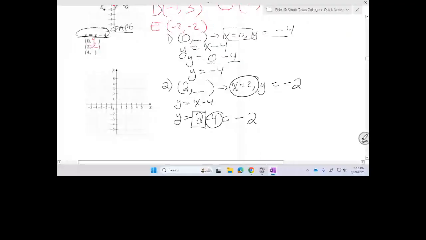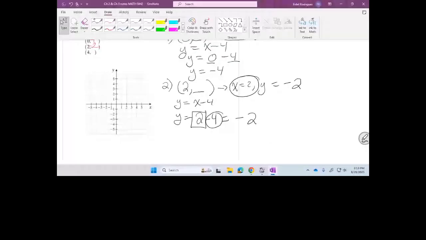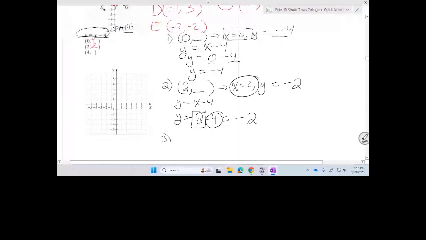Okay, I'm going to do this a third time, y'all. Okay, we're going to go like this. We're going to go 3. Okay, let's take a look. So we have 4 comma blank. So again, that means that x is 4, and we want to figure out what y is going to be equal to.